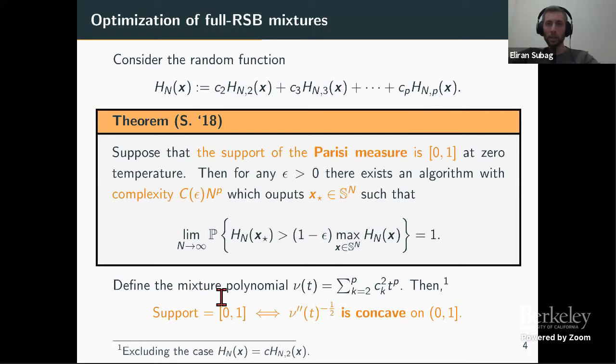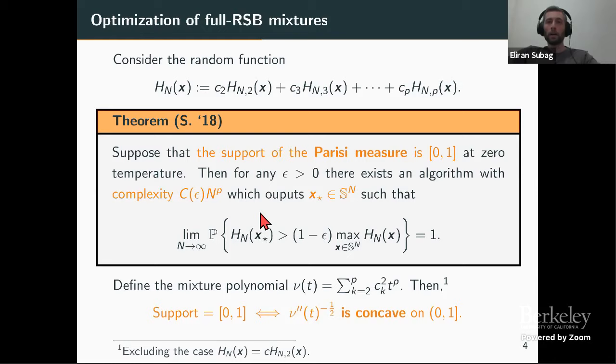You just construct this polynomial in one variable, a deterministic polynomial, nu, which is called a mixture, and you check whether this condition holds, whether this function here is concave on the interval. If you don't know anything about spin glasses, you can just replace this condition by this explicit condition and get a theorem that doesn't require any knowledge about spin glasses. And under this assumption, what we have is that for any epsilon, there's an algorithm with complexity constant that depends on epsilon times n to the p, which outputs a point on the sphere, which is maximal up to this epsilon error.